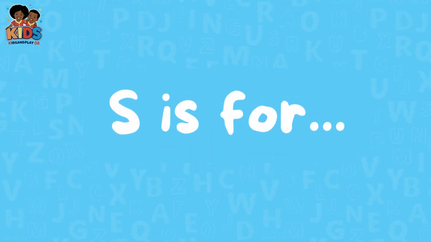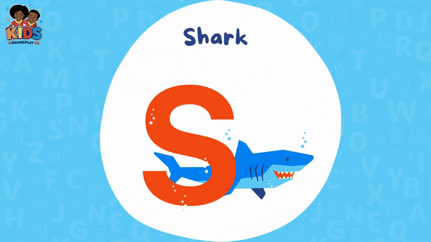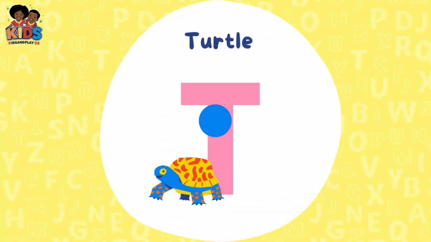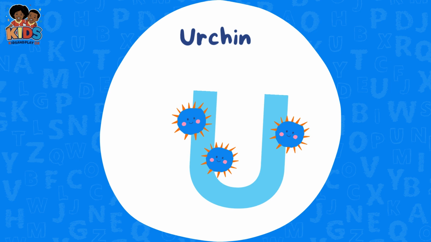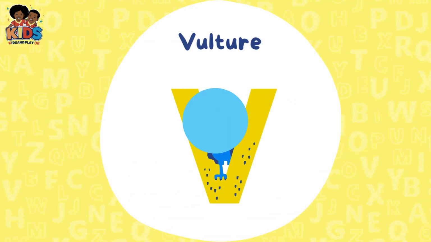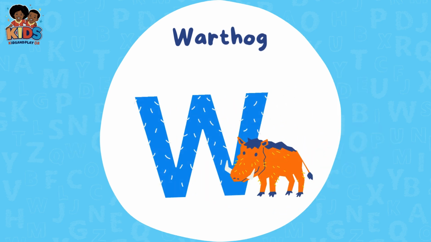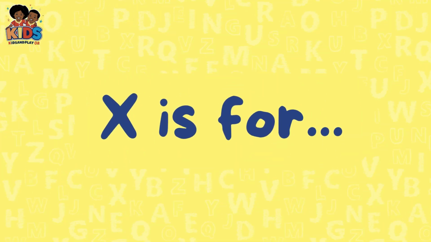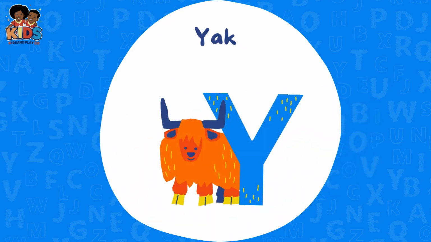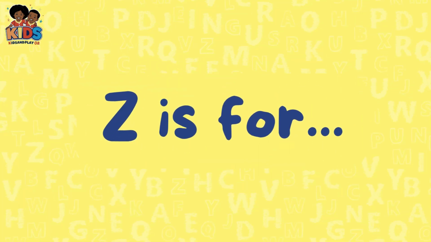S is for shark. T is for turtle. U is for urchin. V is for vulture. W is for warthog. X is for X-ray fish. Y is for yak. Z is for zebra.